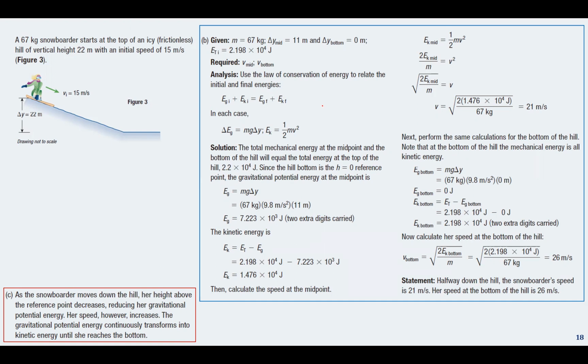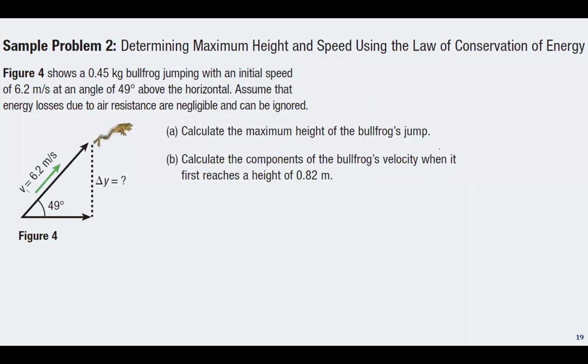All right, if you don't have any questions, let's have a look at another sample problem: determining maximum height and speed using the law of conservation of energy. This figure shows a 0.45 kilogram bullfrog jumping with an initial speed of 6.2 meters per second at an angle of 49 degrees above the horizontal. Assume that energy losses due to air resistance are negligible and can be ignored. First, can you calculate the maximum height of the bullfrog's jump? And then calculate the components of the bullfrog's velocity when it first reaches a height of 0.8 meters. Okay, I'll give you 10 minutes to consider this problem by yourself. Then we'll have a look at the solution together.